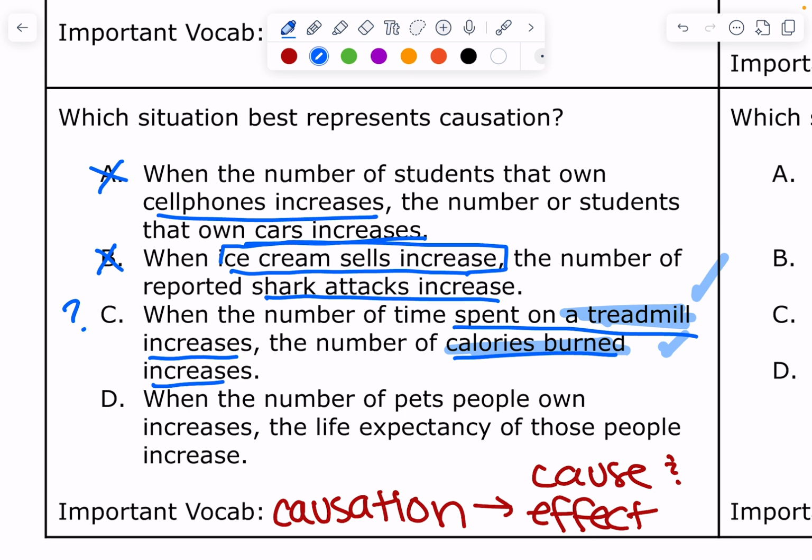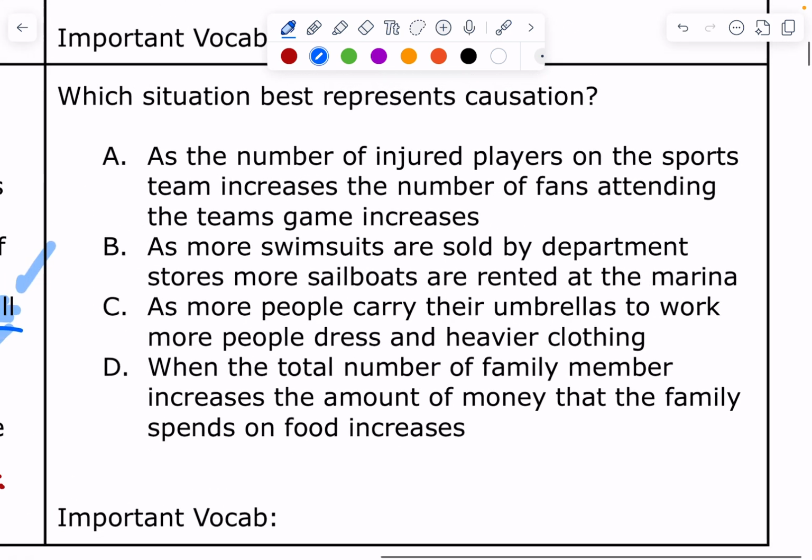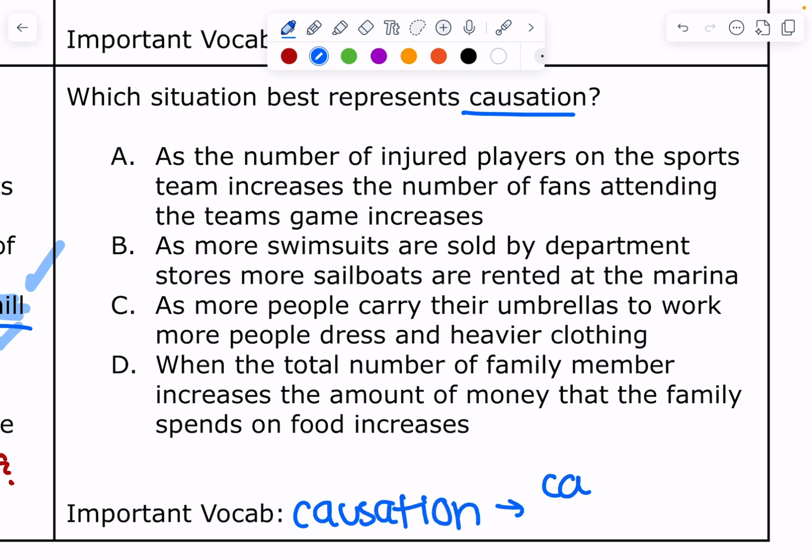D, when the number of pets people own increases, the life expectancy of those people increases. We don't know that this is connected. Like, who's to say that owning a cat will make you live to 90? Nobody. So C would be my best answer. Now let's go look at the last one. Which situation best represents causation? Causation, and remember, cause and effect.